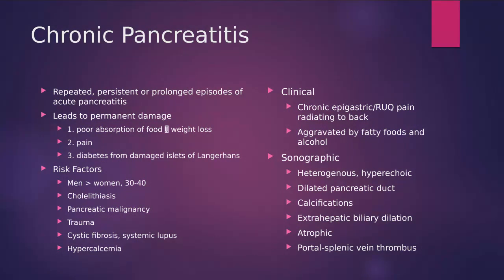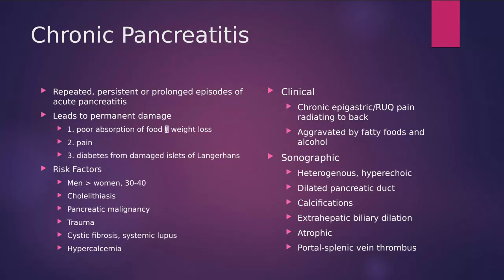Risk factors for chronic pancreatitis: men are more likely to have it than women. They usually will start to see symptoms of chronic pancreatitis by their 30s or 40s. Again, this is somebody who has had episodes of pancreatitis before. This is not something that just pops up overnight out of nowhere. Anyone who has a history of cholelithiasis, if they've had any type of pancreatic cancer before, trauma to the epigastric region, cystic fibrosis, other types of autoimmune diseases like systemic lupus, hypercalcemia, where we have too much calcium in the body, so we get these calcium deposits in other organs where we shouldn't have them. Those calcium deposits cause blockages, so on and so forth.